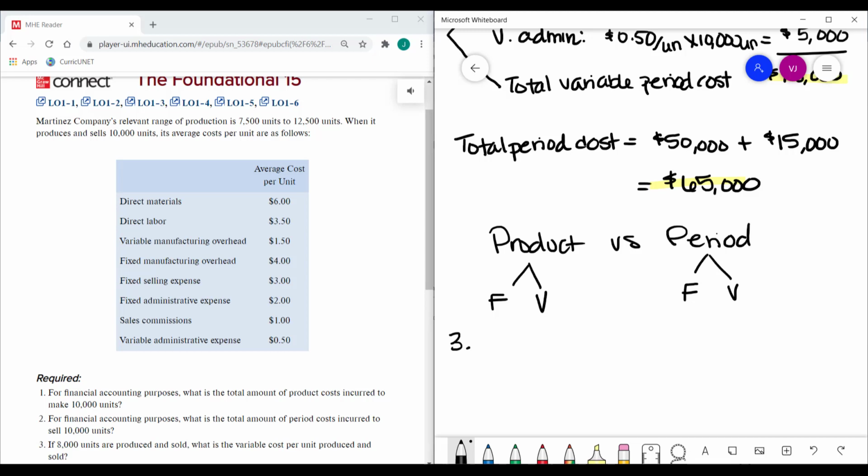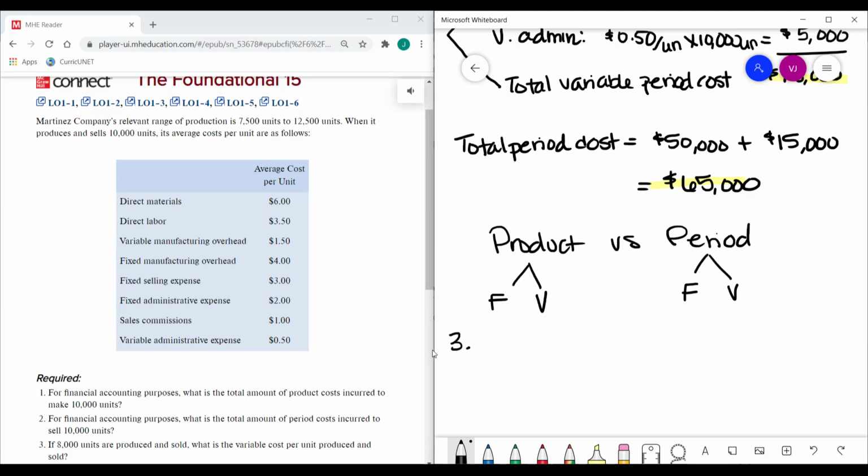So they asked us, if 8,000 units are produced and sold, what's the variable cost per unit? Well, what do we know about variable costs per unit within the relevant range? As long as we're within the relevant range, per unit variable costs will stay the same. So is 8,000 units within that relevant range? It falls within that relevant range, yes. So that means any of these variable costs per unit in this list will still apply to 8,000 units just as they do to 10,000 units on a per unit basis. We're talking per unit, not the overall total variable cost as a dollar figure.